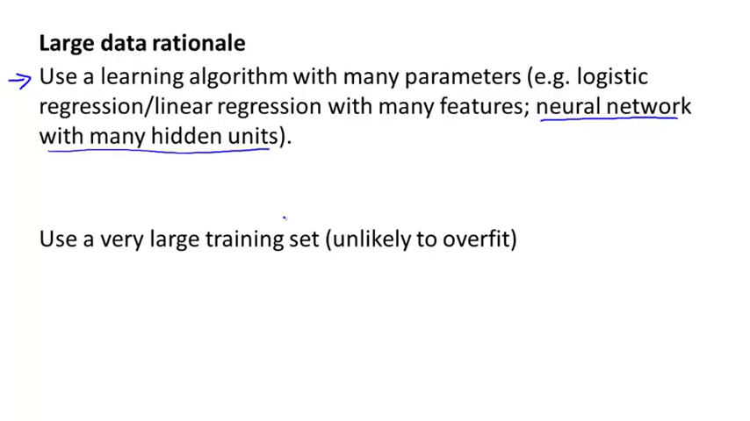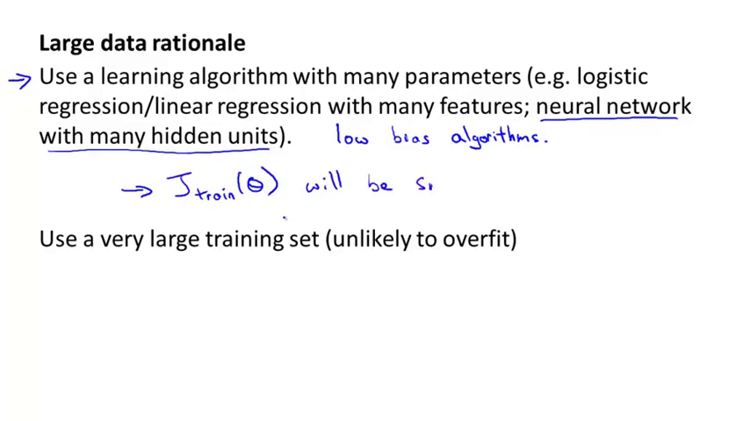So these are all powerful learning algorithms with a lot of parameters that can fit very complex functions. We're going to think of these as low bias algorithms, because they can fit very complex functions. And because we have a very powerful learning algorithm that can fit very complex functions, chances are, if we run these algorithms on a data set, it will be able to fit the training set well, and so hopefully the training error will be small.